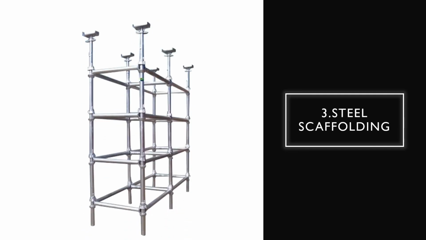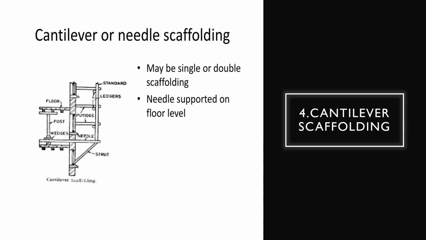Another one is steel scaffolding. Steel scaffolding is often used for supporting slabs, and it has a U-shaped bar on the top. Another one is cantilever scaffolding. Cantilever scaffolding is like this. They use it on slabs that cannot be supported from the ground. It's an extended frame from the slab, with vertical support on its frame, and it is connected to the wall.